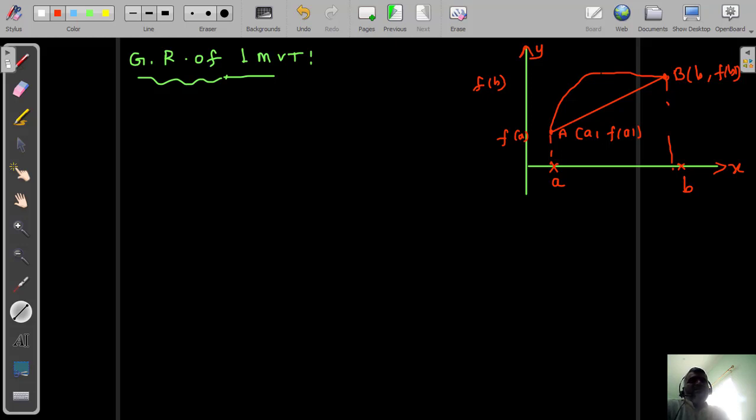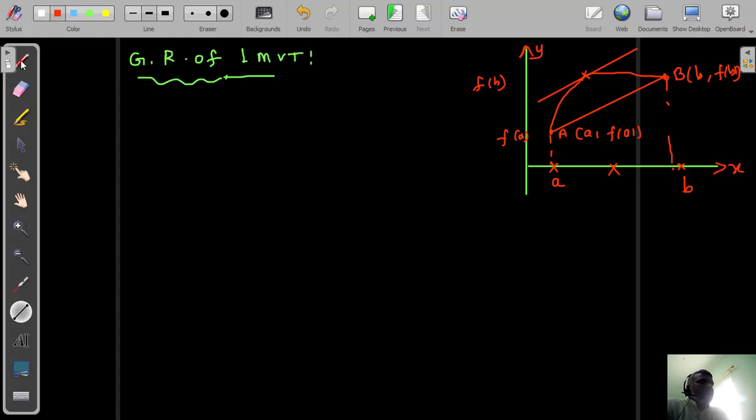Okay, on the curve, suppose there is a point here. Suppose the point is C. Here suppose the point is C. The coordinates of the point C are c comma f of c. So draw a tangent line at this point. The tangent line is like this. This is the tangent line.